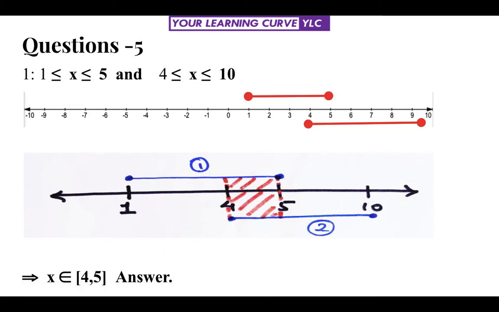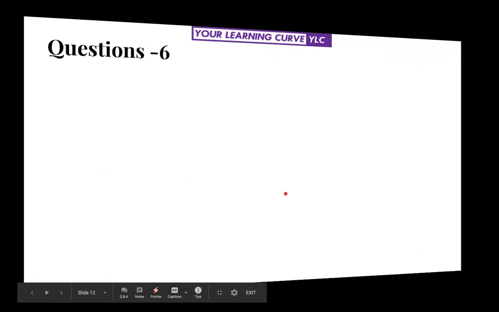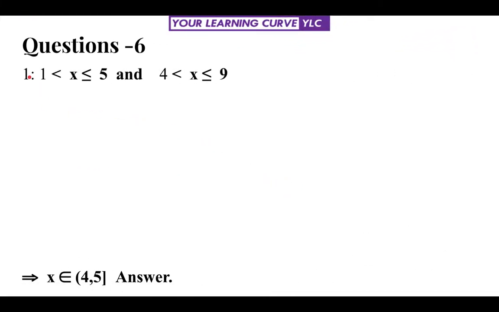And similarly, we go for 5, the other endpoint. We see that 5 is part of the first inequality, and 5 is part of the second inequality as well. So it will be part of our answer. Therefore, the final answer is x belongs to the closed interval 4 to 5. Now let's discuss one more question.